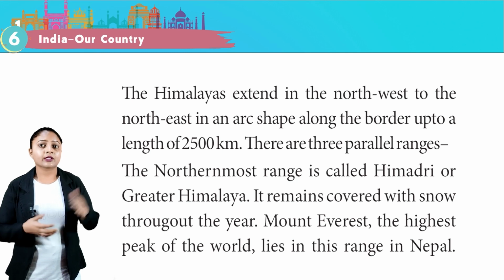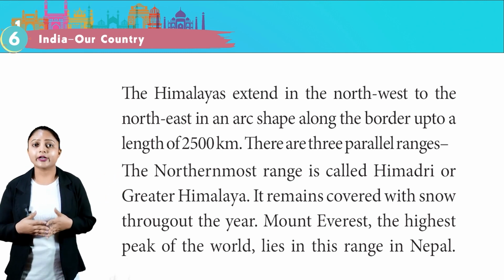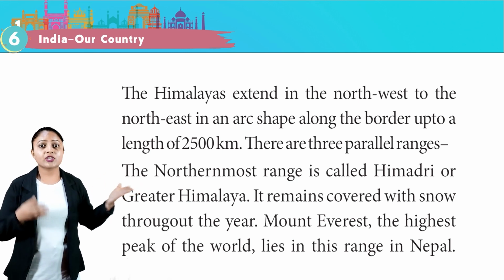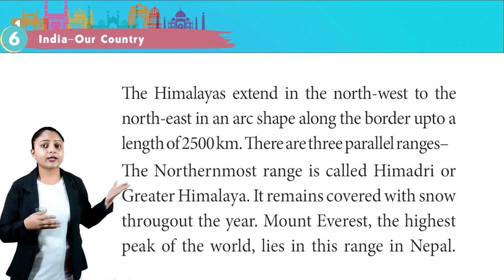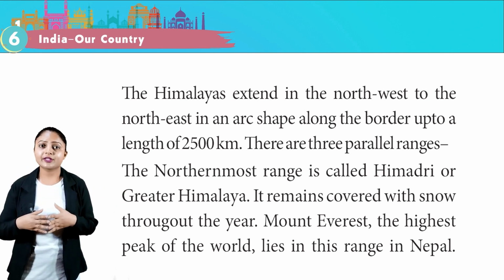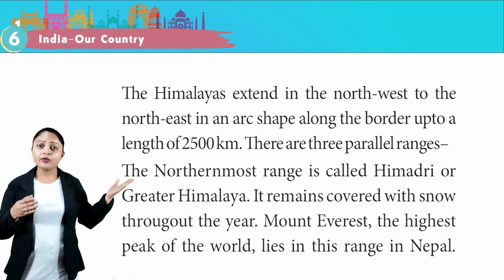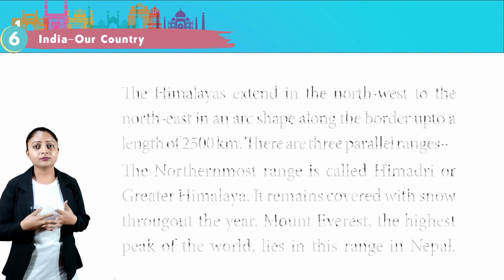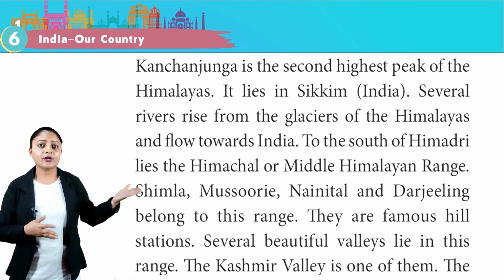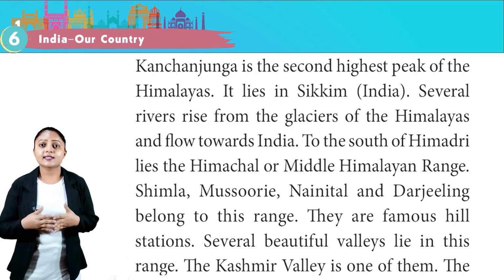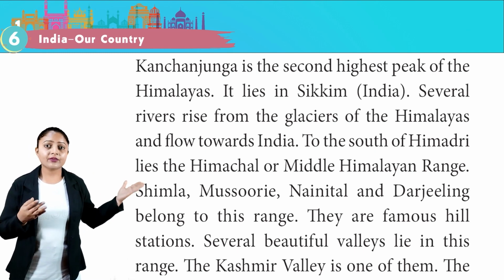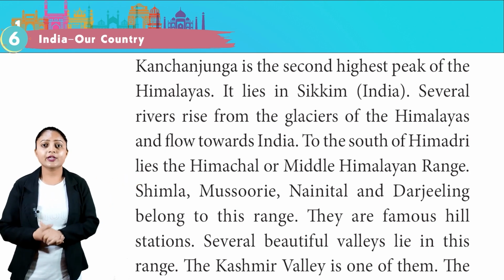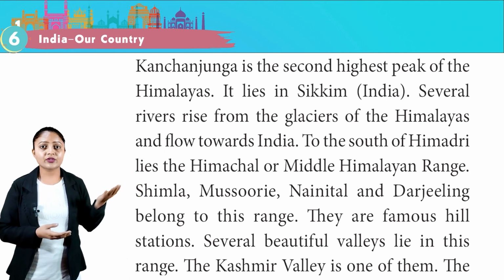2,500 km. There are three parallel ranges. The northernmost range is called Himadri or Greater Himalaya. It remains covered with snow throughout the year. Mount Everest, the highest peak of the world, lies in this range in Nepal. Kanchenjunga is the second highest peak of the Himalayas. It lies in Sikkim, India. Several rivers rise from the glaciers of the Himalayas and flow towards India.